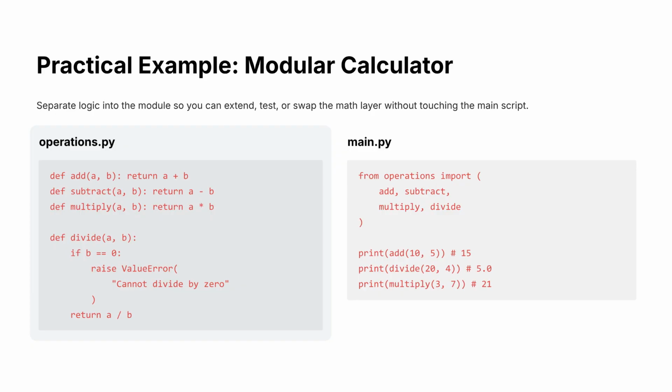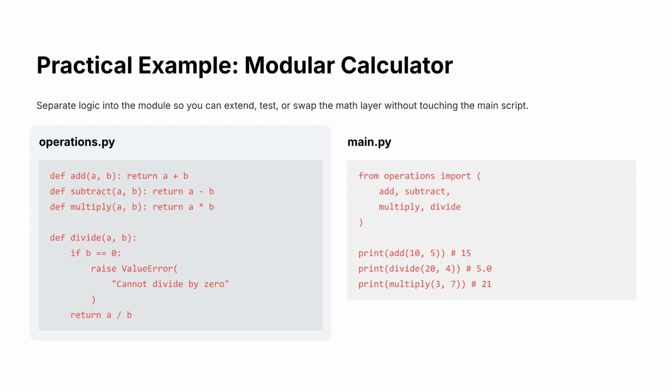Let's make this concrete with a classic example, a modular calculator. The idea is simple. Pull all the math logic out into its own module called operations.py. You've got add, subtract, multiply, and divide. And divide has a guard clause that raises a ValueError if someone tries to divide by zero. Then, in main.py, you just import the functions you need and call them.